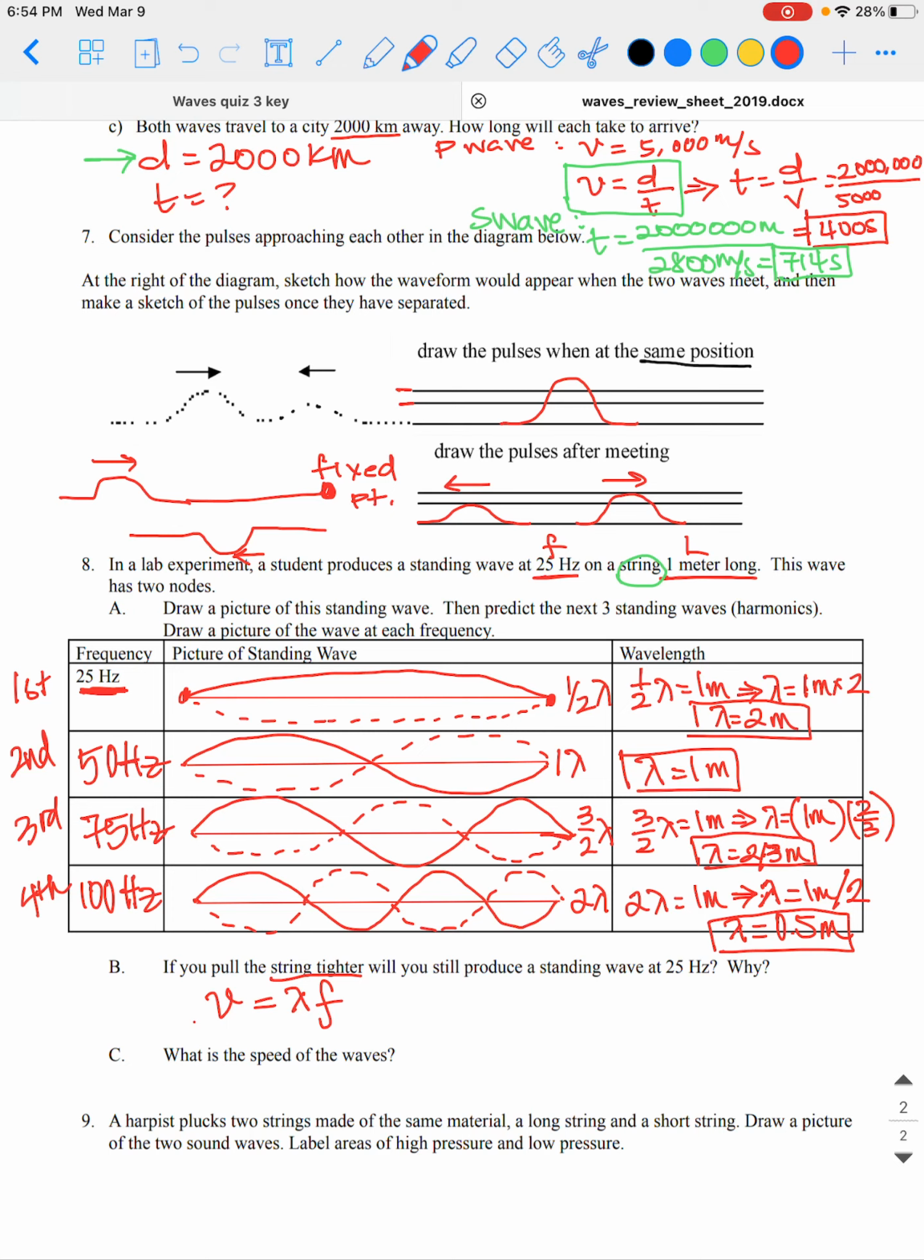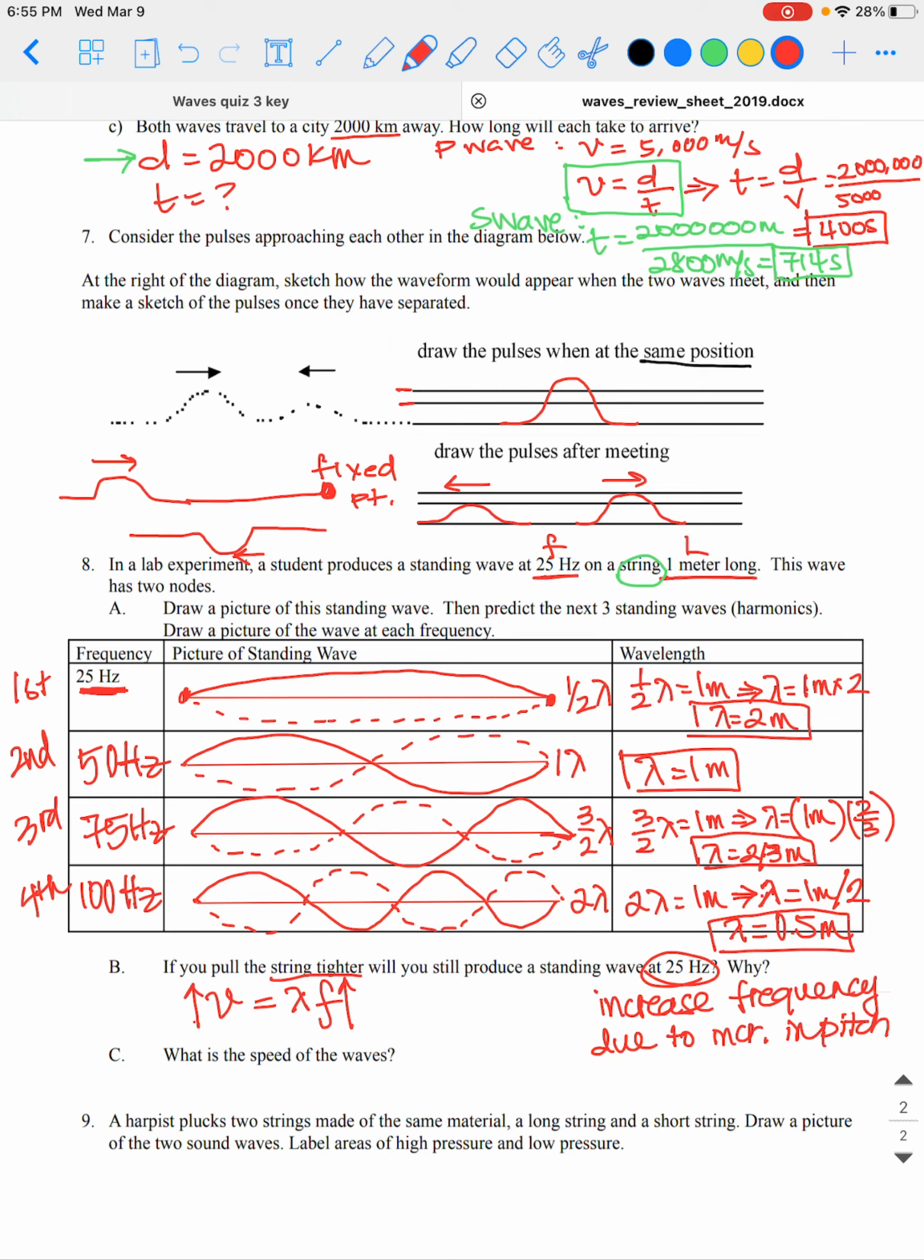So by increasing the tension, you increase the speed. If you increase the speed, you increase the frequency. And therefore, the 25 hertz that you started off with before you pulled the string is going to change. It's going to probably increase frequency due to increase in pitch.